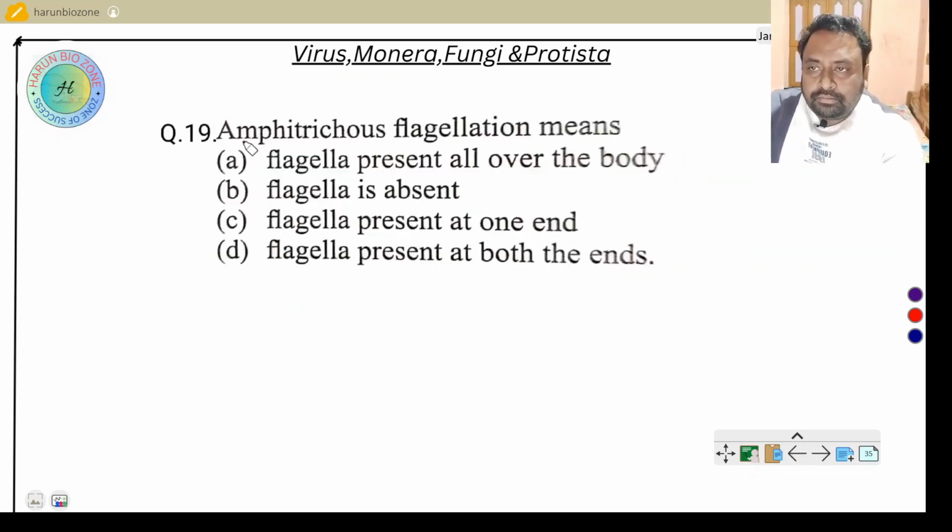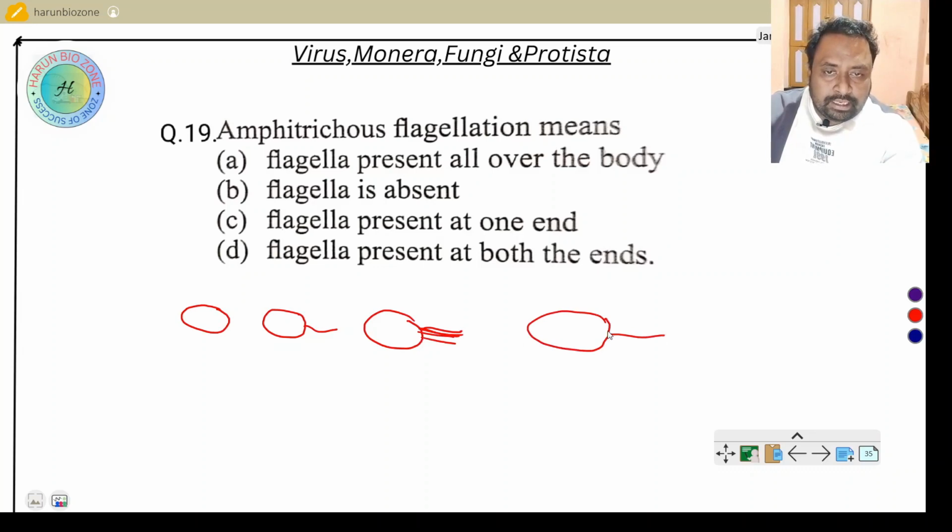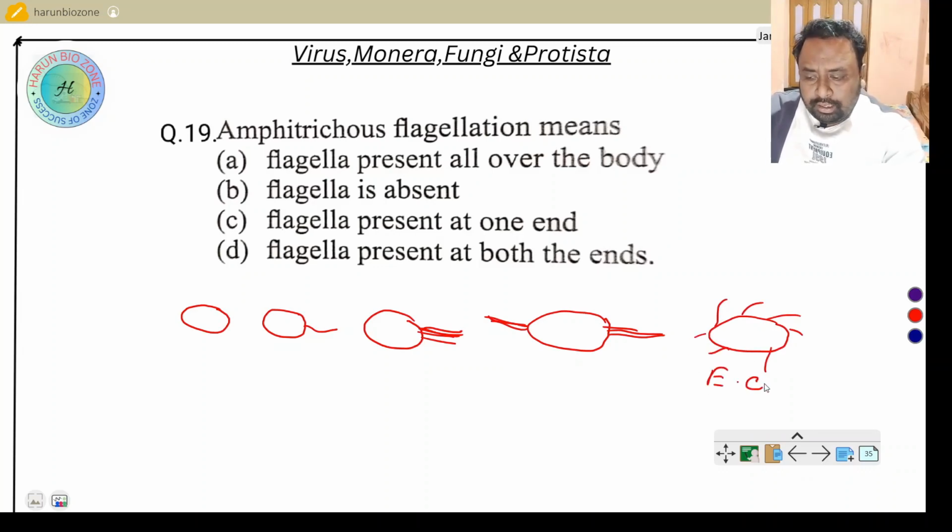Next question: what does Amphitrichous flagella mean? In bacteria, there are different types of flagella. Some bacteria have no flagella. Some have a single flagellum. Some have many flagella at one side. Some have a bunch of flagella on both sides. And in some bacteria there are flagella all over the surface. An example is E. coli. This is called Peritrichous flagella.